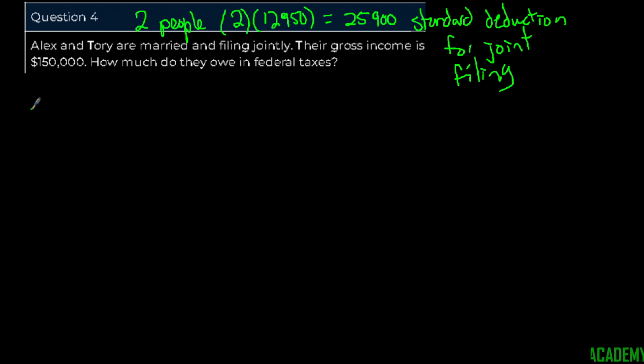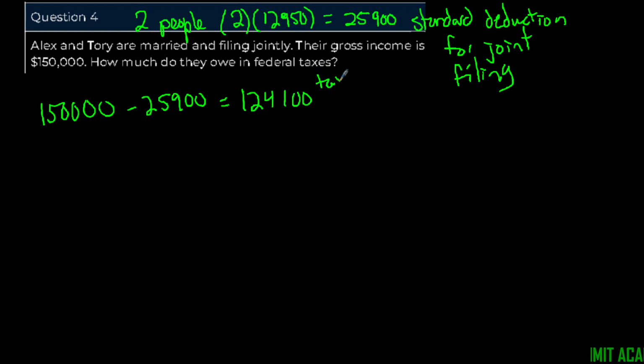So we're going to subtract this. So we're going to do 150,000. Okay, 150,000 minus the 25,900 is going to be equal to the 124,100. That's going to be our taxable income.